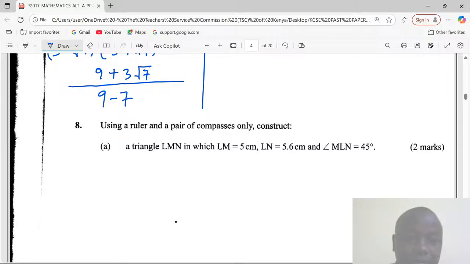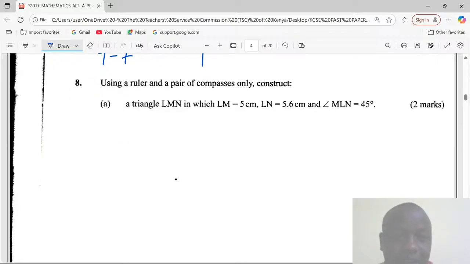Let's see. Number 8. Using a ruler and a pair of compasses only, construct, part A, a triangle LMN in which LM equals 5 centimeters, LN equals 5.6 centimeters, and the angle MLN equals 45 degrees.